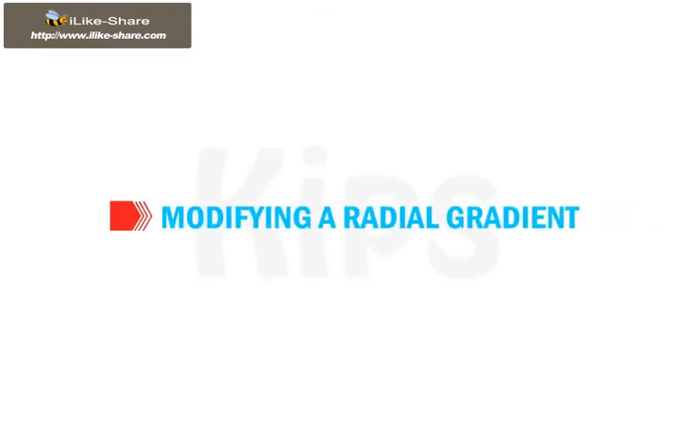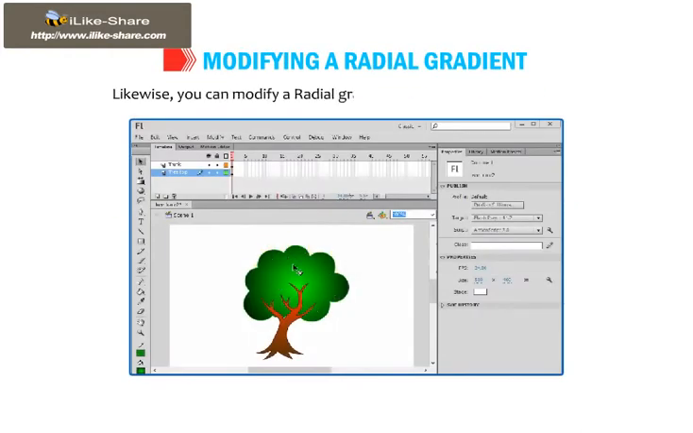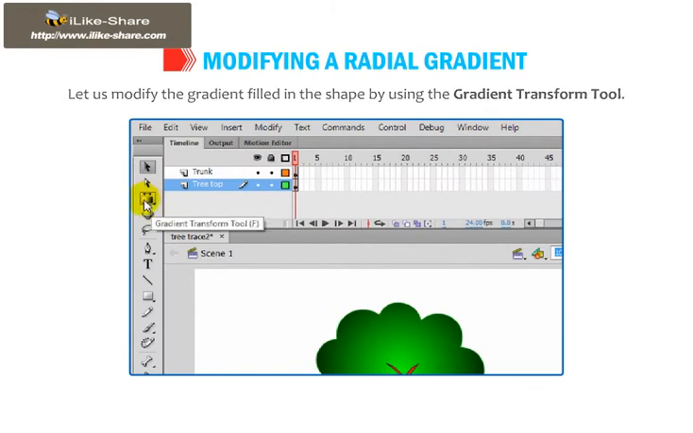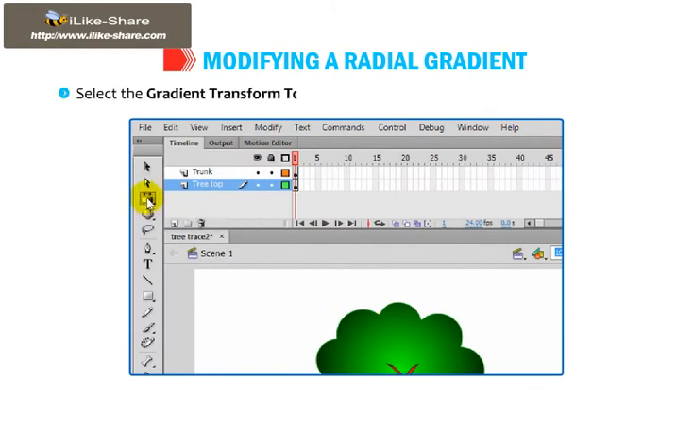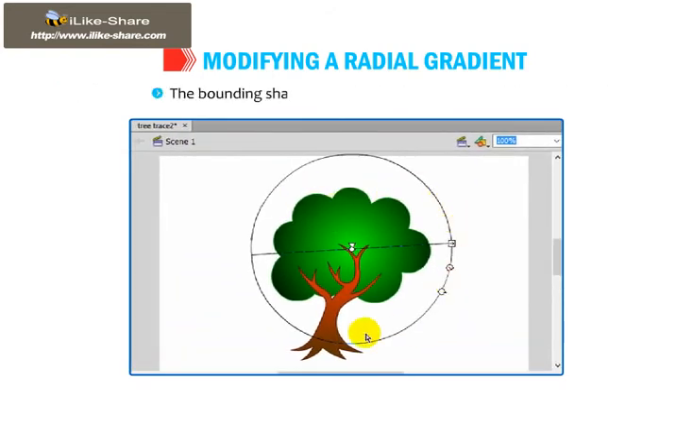Students, let us understand how to modify a radial gradient. Likewise, you can modify a radial gradient color filled inside the tree. Let us modify the gradient filled in the shape by using the Gradient Transform tool. Select the Gradient Transform tool in the Tools panel and click on the object. The bounding shape will appear as shown in the figure.